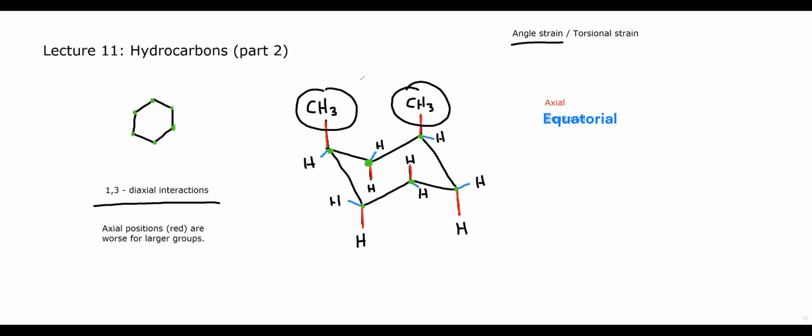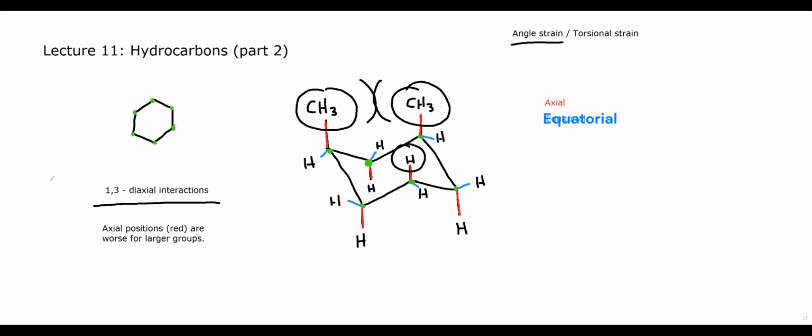These 2 large groups are going to be bumping into each other here if they're at the axial position, because the axial positions are going straight up and straight down relative to the ring system. So if you have 2 substituents that are large in the axial positions, then they're bumping into each other, or they're bumping into the hydrogen right here. Either way, they're bumping into whatever's on top or whatever's below the ring system.